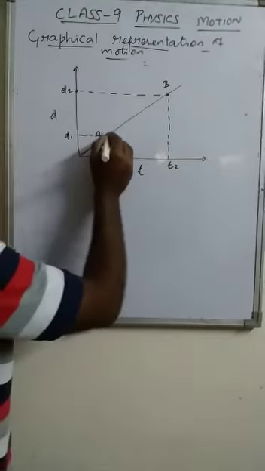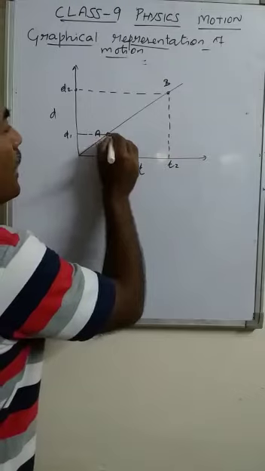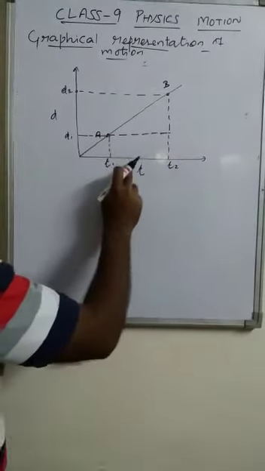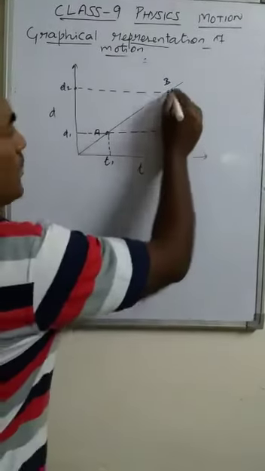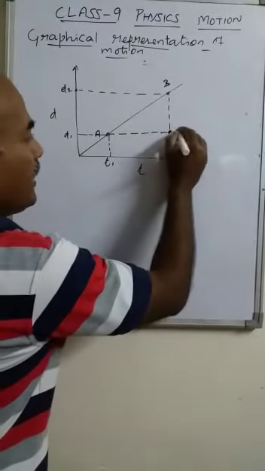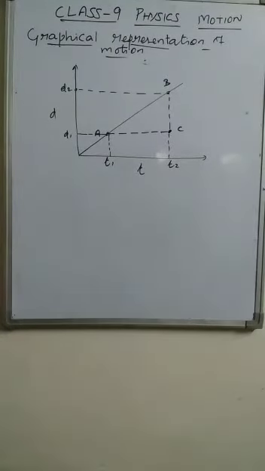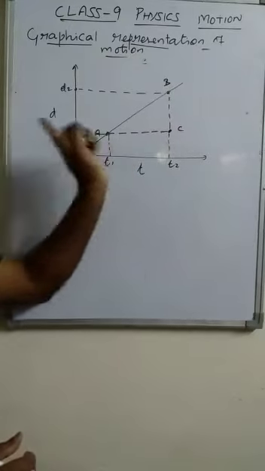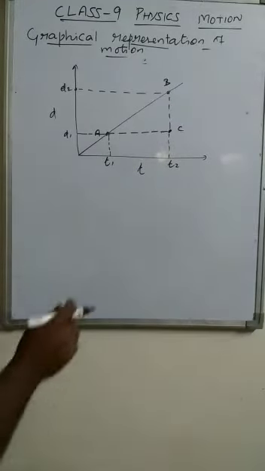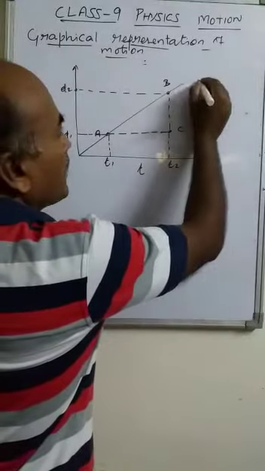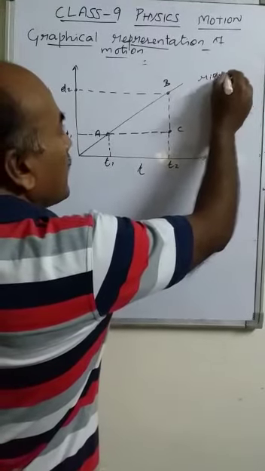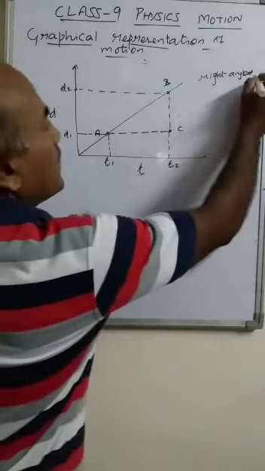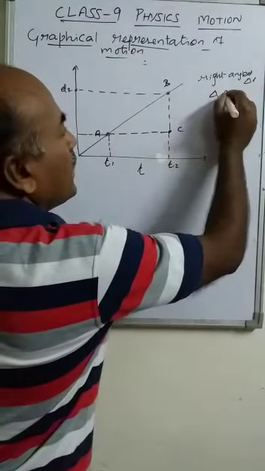Then just draw a parallel line from the lower point to the time axis, which meets this line at point C. Now we get a figure ABC. Definitely this is a right angled triangle, right angled triangle ABC.